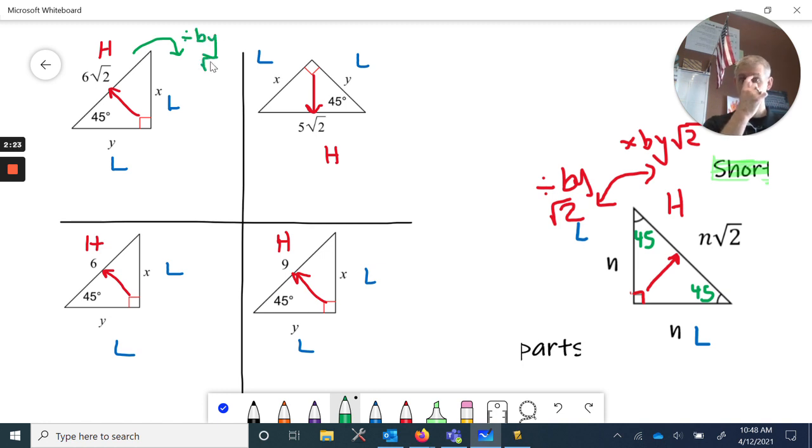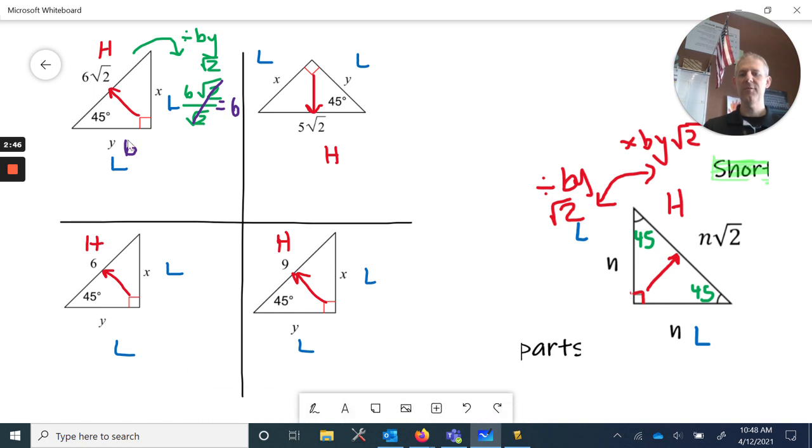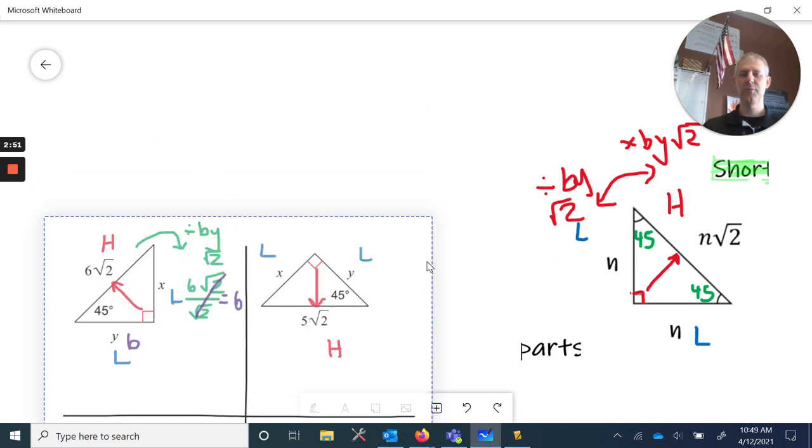Okay, and it's still that same ratio, square root of 2. So with this one, we have 6 square root of 2 divided by square root of 2. And the great thing here is the square roots of 2 will cancel, and I'm left with 6. So that means this leg is also 6. And you can see it's essentially the opposite of what we just did. So here, my leg is 6, my hypotenuse is 6 square root of 2.